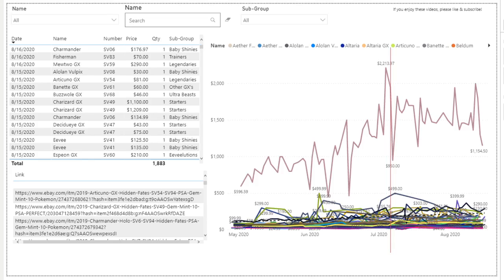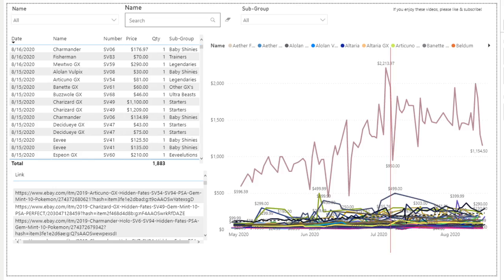So what you're looking at is a Power BI visualization of data that was grabbed from a Python script that scrapes eBay's completed listings. And the filters on this, there are no Beckett cards. It's all PSA 10. Everything has to have been graded. There are no lots either.